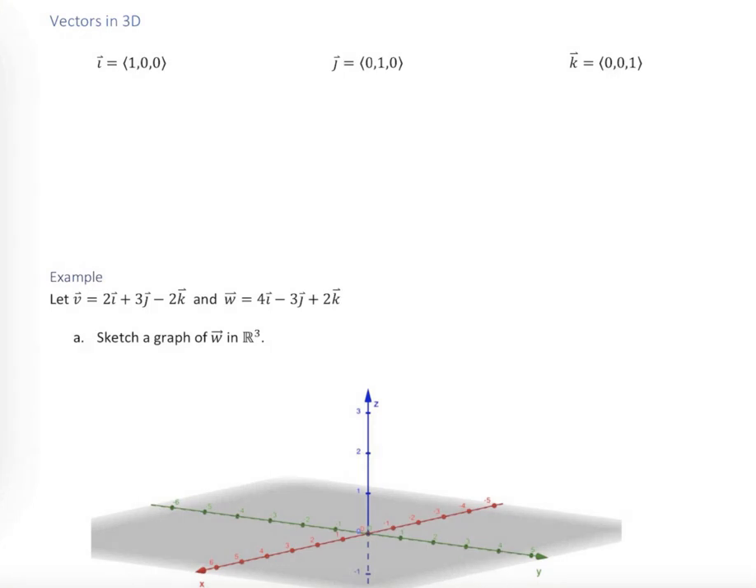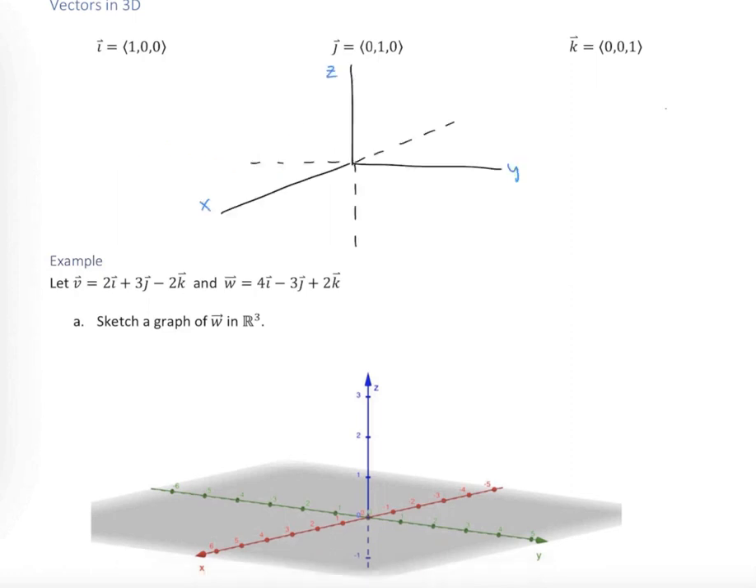Now let's look at vectors in 3D. So when we are considering our standard basis vectors i, j, and k in three-dimensional space, we are now looking at ordered triples that are going to be the terminal points of our vectors. Any vector in 3D is going to consist of an x-coordinate, a y-coordinate, and a z-coordinate, which is the ordered triple at which our vector would terminate if the vector was initiating from the origin.